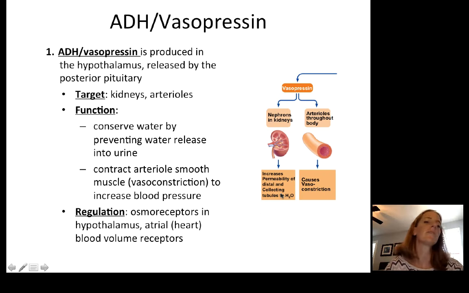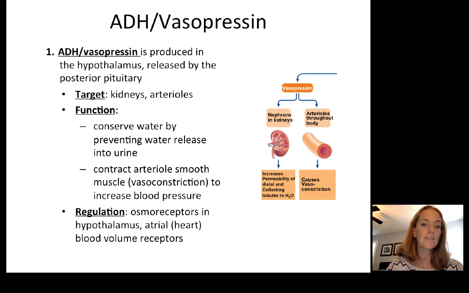So let's talk about what each one of these does. ADH is produced in the hypothalamus and released by the posterior pituitary. Its main targets, at least that we know of now, there's a lot more research going on with ADH, but its main targets and major changes in the body are actually the kidneys. So ADH's function is to conserve water by preventing water release in the urine.